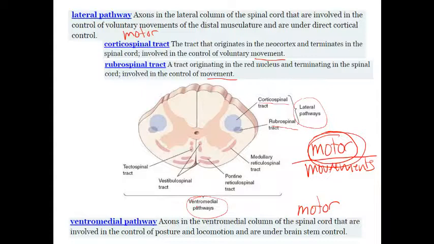What's different between the two pathways? Well, as I said, the ventromedial pathway controls posture and locomotion, and the lateral pathway controls voluntary movements of distal musculature that are under direct cortical control. So that would be like your hand, or more like your wrist, I would say. Don't know why I felt compelled to draw something there. I'm pretty sure everybody knows what a wrist is.